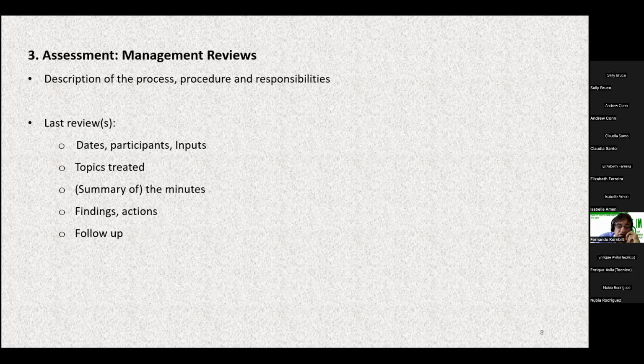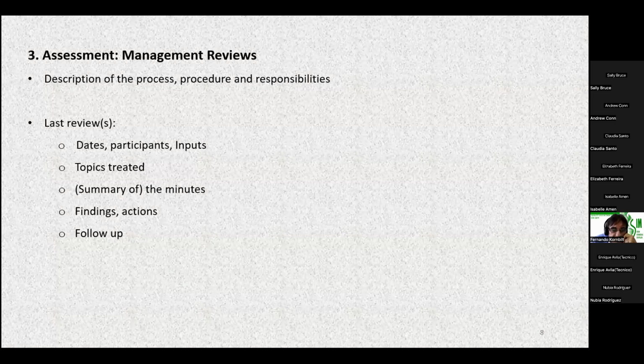of the last cycle. What would be the last cycle? The last cycle would be the number of meetings where you discussed all the topics required by the reference standards. And for the last cycle, the idea is to inform the dates of the review, who participated, what were the inputs that were considered, topics treated, minutes, findings, actions agreed to solve those findings, and follow up.